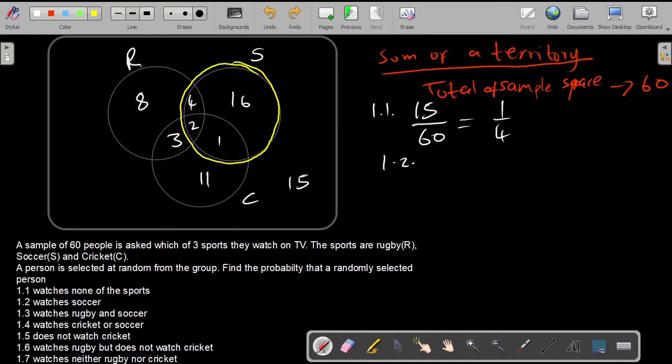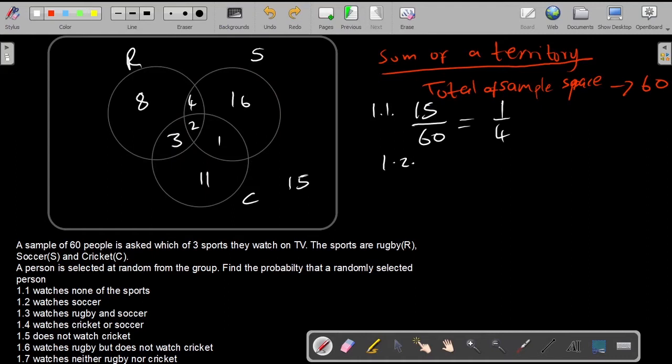If it said that the person watches soccer only, we'd only consider this part, which does not intersect with anything else. But now that it just says watches soccer, we include all these people. And what you have to do is just sum everyone who is in there. Doing so, you're going to have the sum of everything which falls inside the S circle.